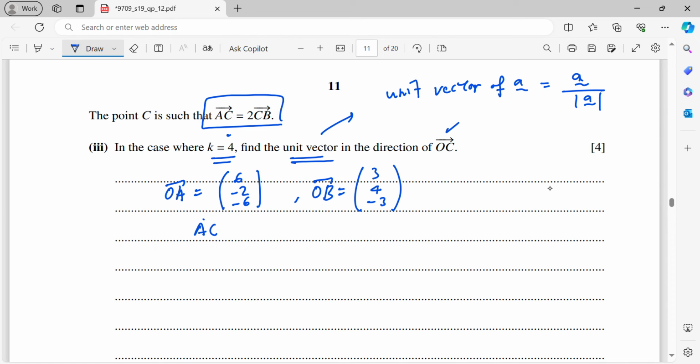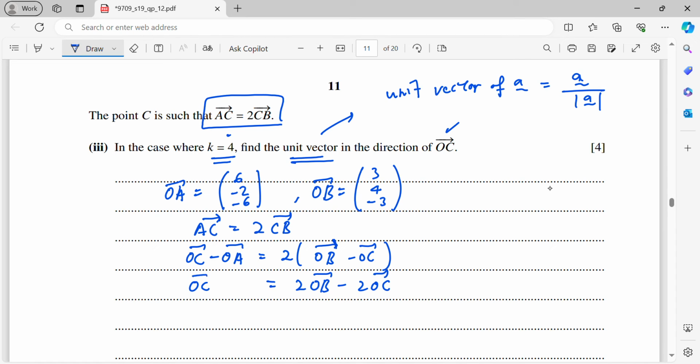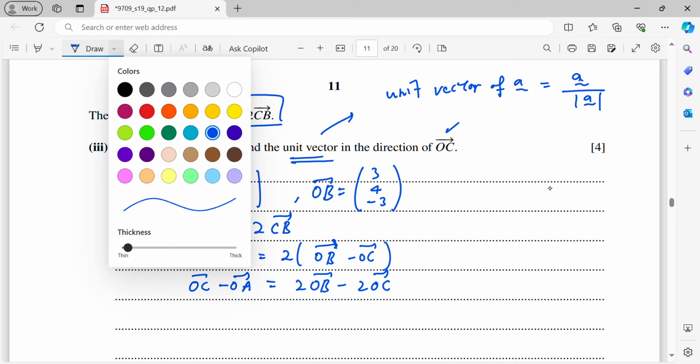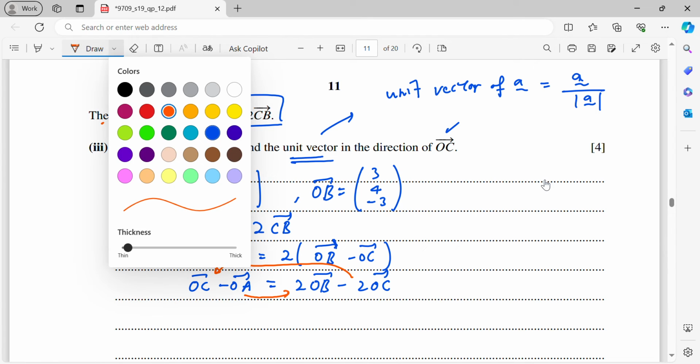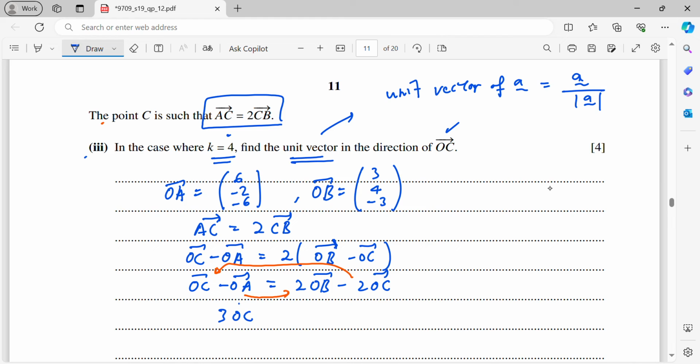So AC equals 2CB. AC is OC minus OA, then CB is OB minus OC. Now here we need to find the OC. That means I will do expansion for the right side, and then the OC will be grouped together. So this minus 2OC will be moved to the left side, and this minus OA will be moved to the right side. That means now I will be getting 3OC equals 2OB plus OA.